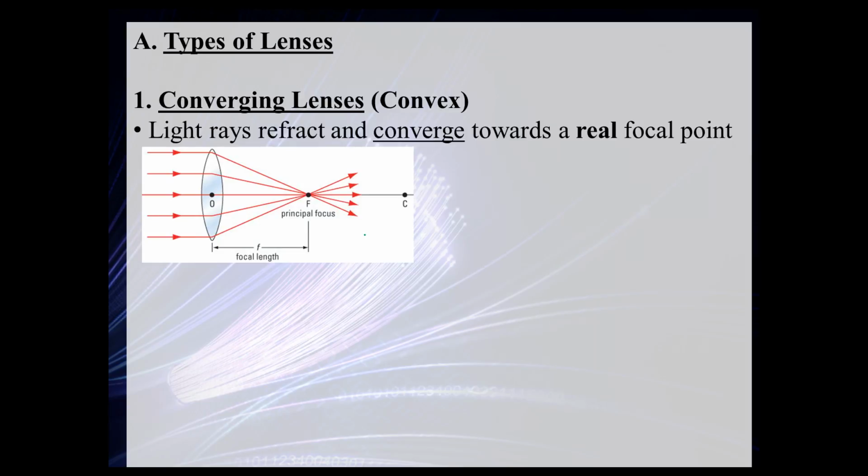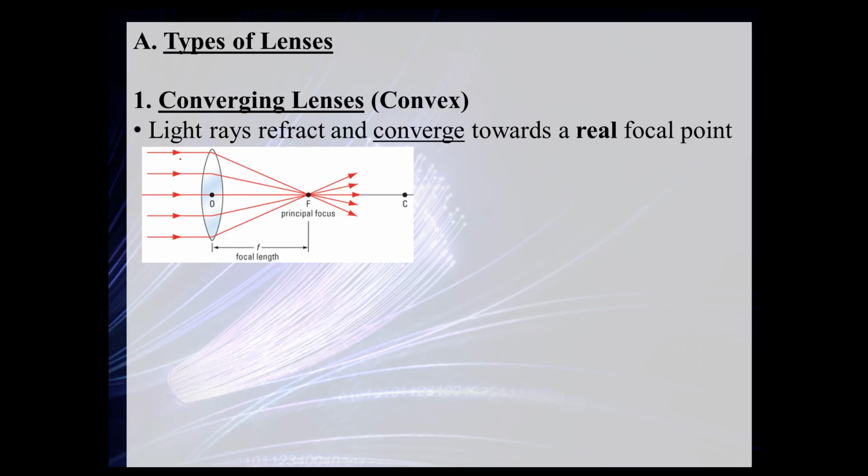Types of lenses. They're already shown on the previous two slides, but let's give more of a definition as to how these lenses work. Starting with a converging lens. A converging or convex lens is one where you have light rays refract. Again, refract means we pass through a material, and when we pass through, there's a speed change, direction change, and a wavelength change as well. And they converge towards a real focal point.